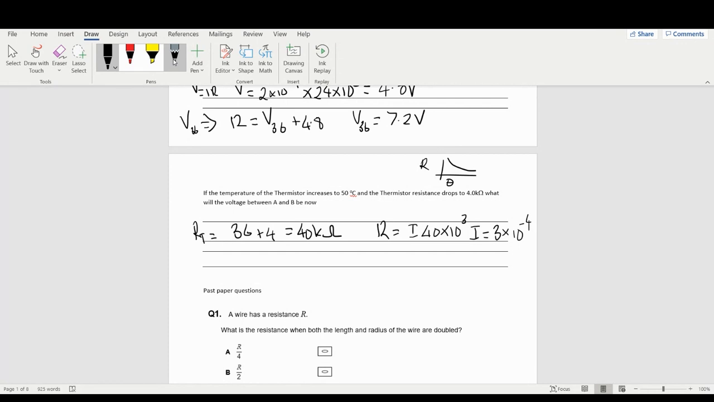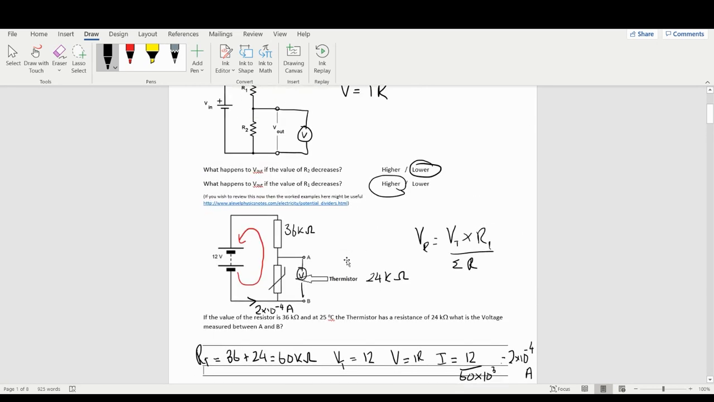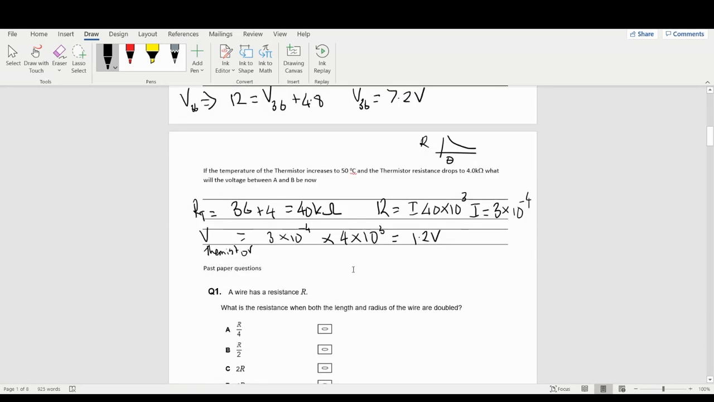But my resistance on this thermistor is much, much lower. So the voltage on the thermistor is going to be 3 times 10 to the minus 4 times 4 times 10 to the 3, and it's going to equal 1.2 volts. So as the actual resistance goes down, so does its voltage. Okay, so that's just a recap on potential dividers. Hopefully that will refresh your memories.